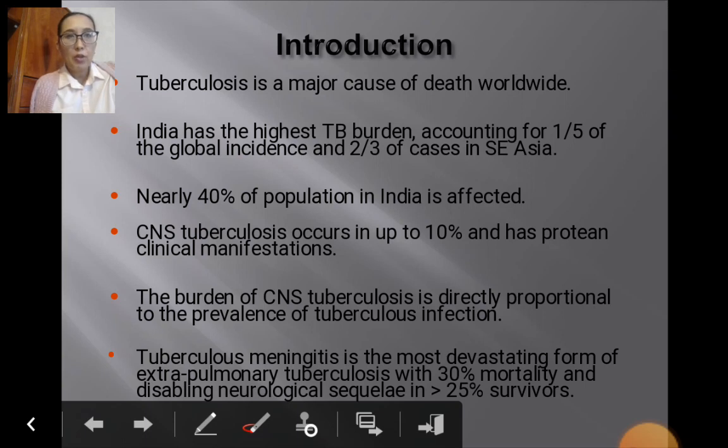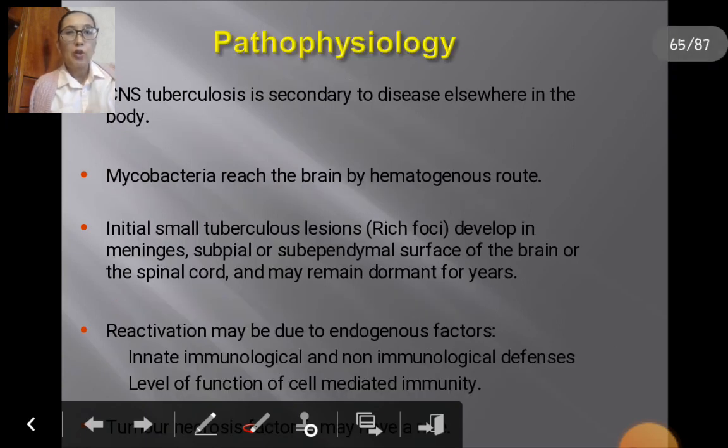Tuberculous meningitis. Tuberculosis is a major cause of death worldwide. India has the highest burden, about one third of global incidence. The pathophysiology of central nervous system tuberculosis is secondary to disease elsewhere in the body. Mycobacteria reach the brain by the hematogenous route. Initial small tuberculous lesions develop in the meninges, on the subpial and subependymal surfaces of the brain or the spinal cord, and may remain dormant for years.